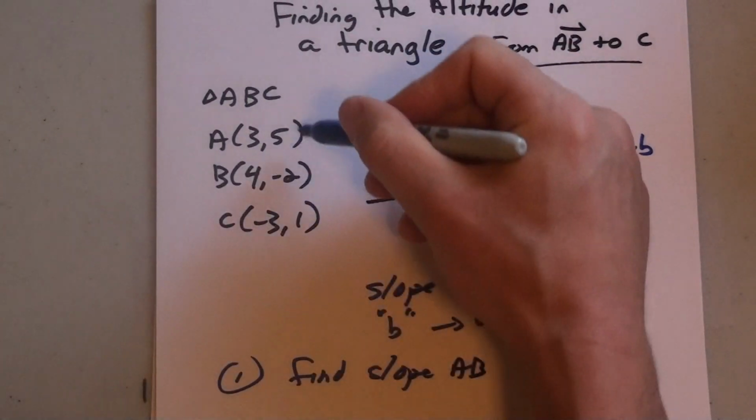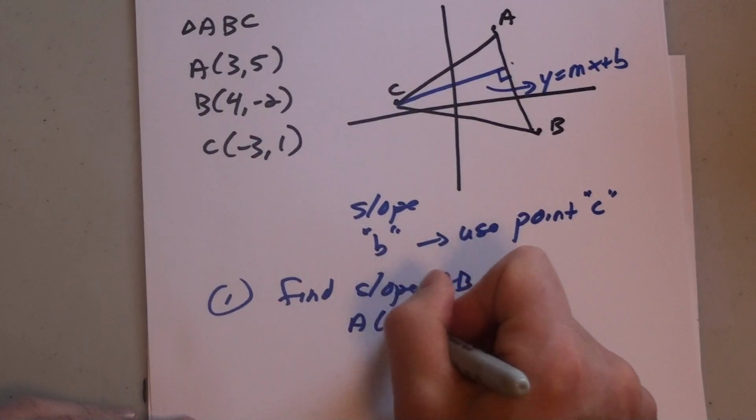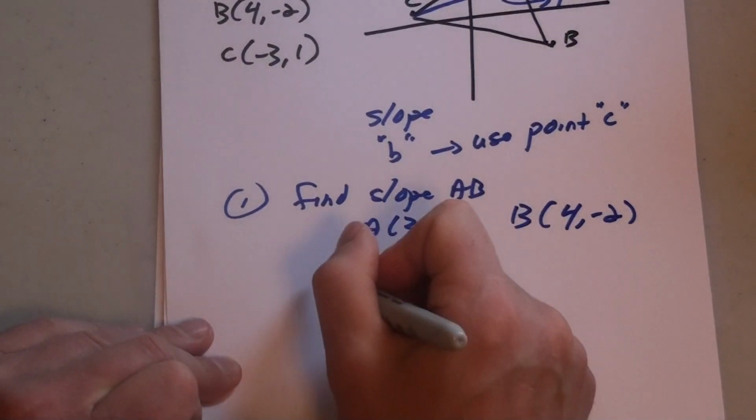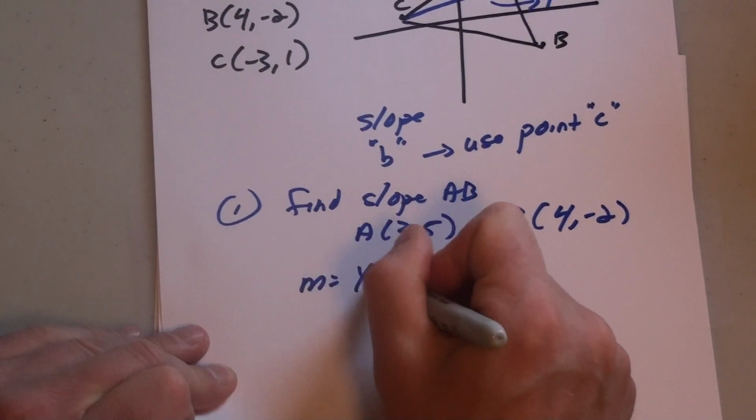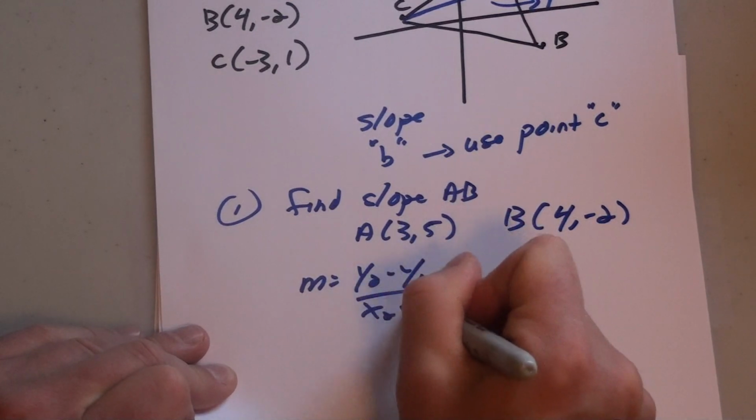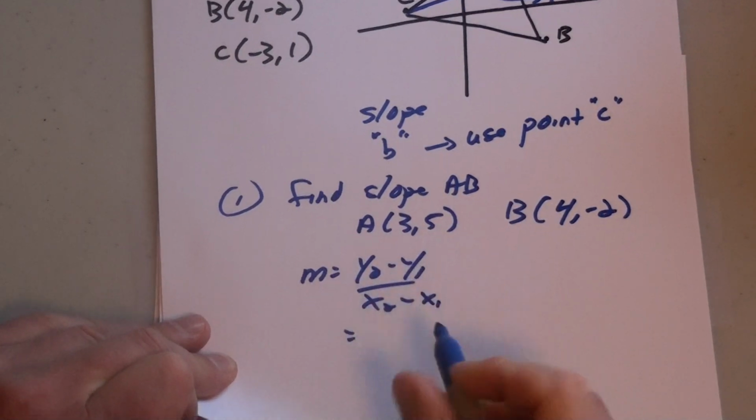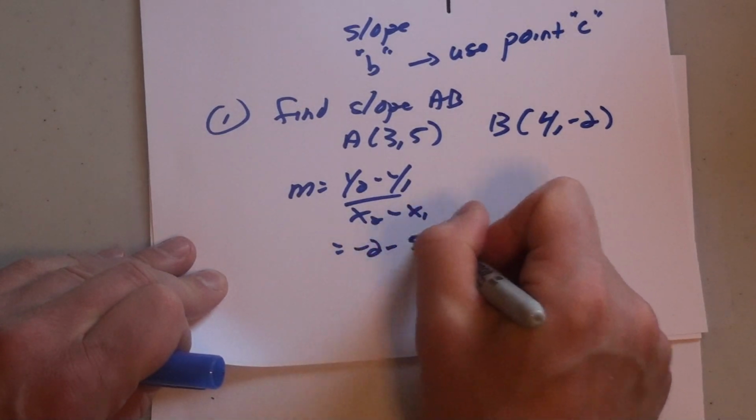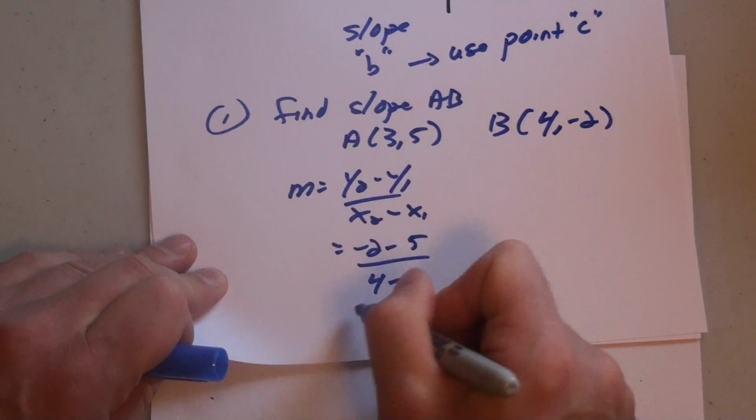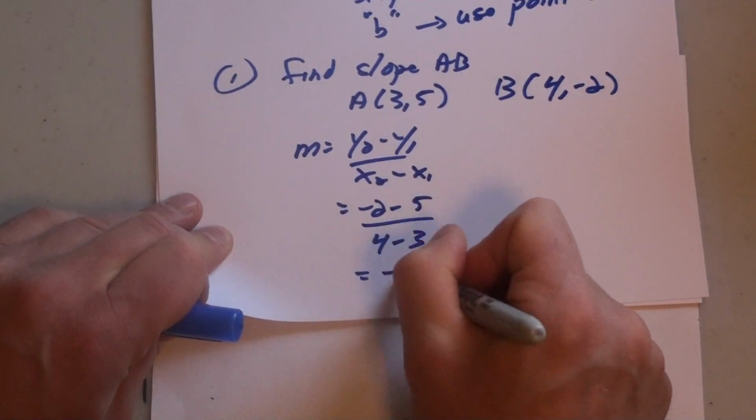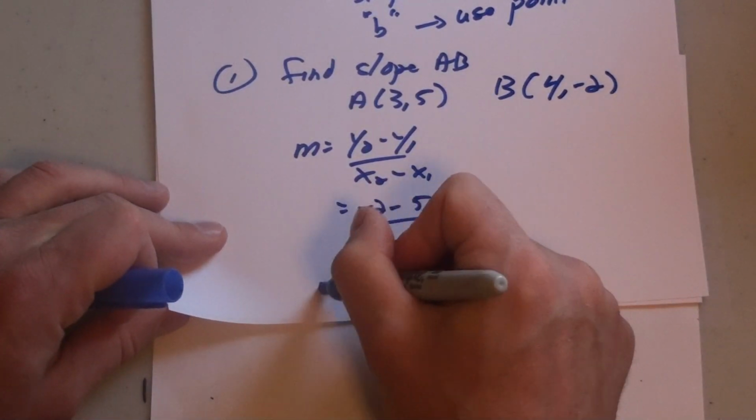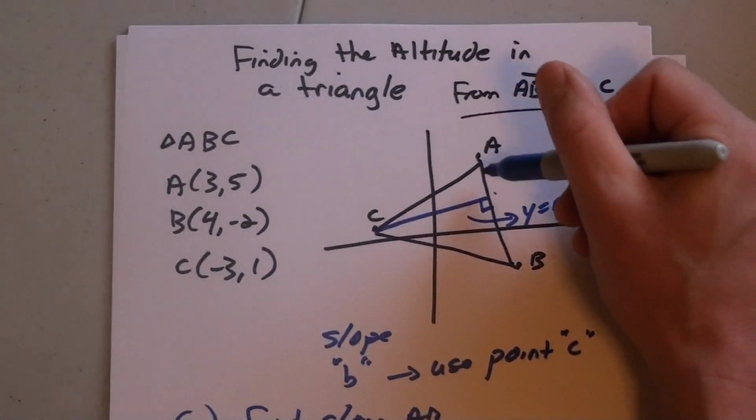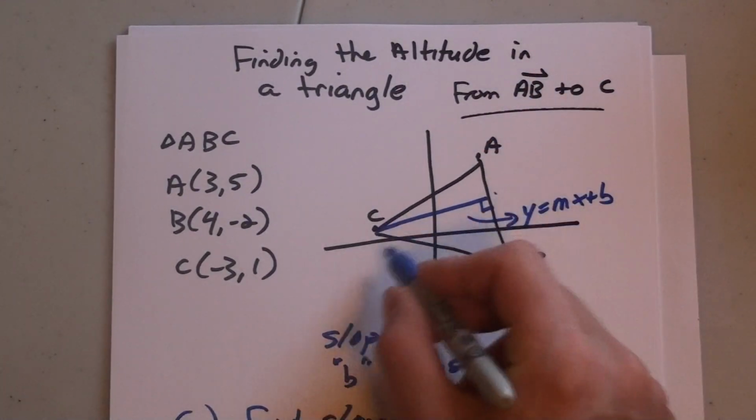Okay, now I had the coordinates. Point A was 3, 5. And point B was 4, -2, and I'll use my slope formula, m equals y2 minus y1 divided by x2 minus x1. And I'll put my coordinates in. Okay, so it's going to go -2 minus 5 over 4 minus 3. That will give me -7 over 1, or just -7.